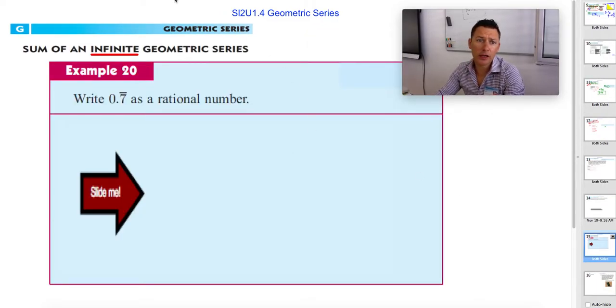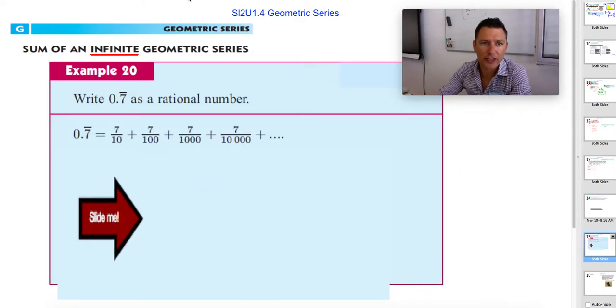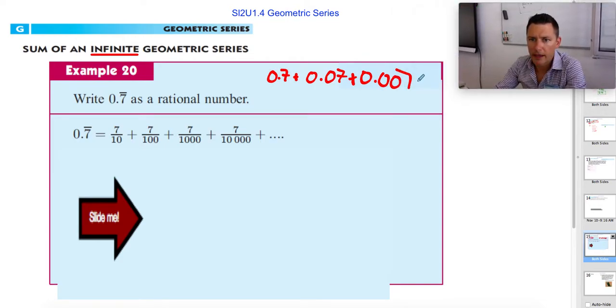And this one I've seen often on the exams: write 0.7 repeating as a rational number. I think this one's kind of neat because it's just sort of tricky, right? 0.7777 means 0.7 plus 0.07 plus 0.007. You get the idea, and so on. And if you write those out, this is 7/10, right? This is 7/100, that one. This is 7/1000ths.